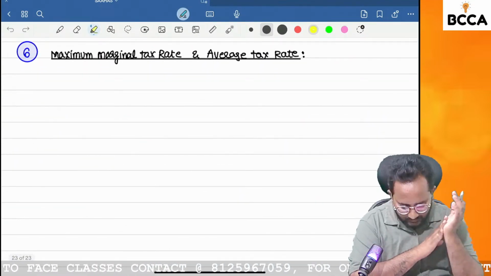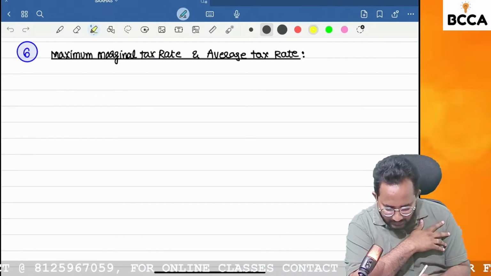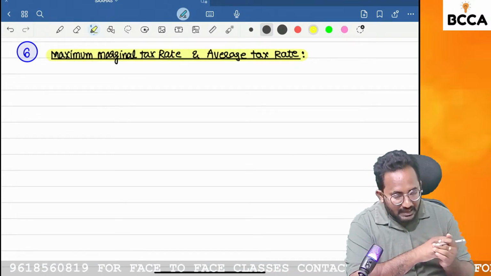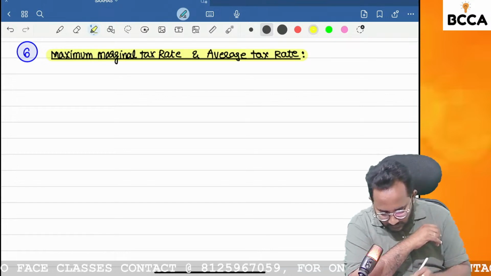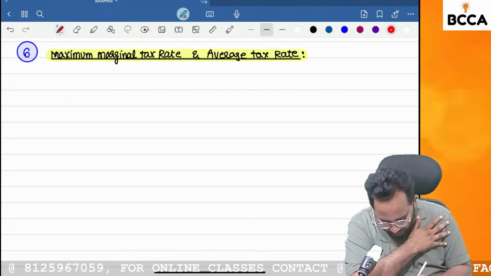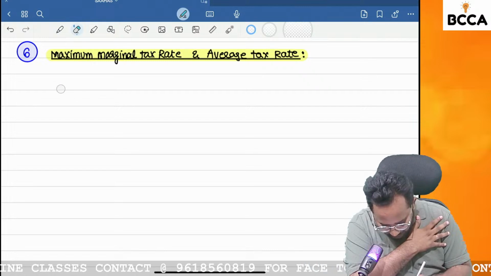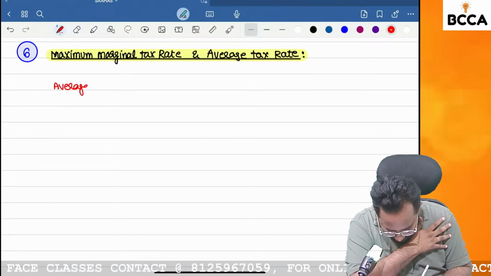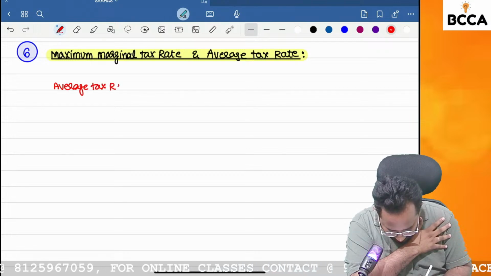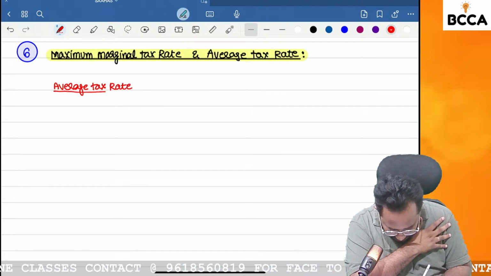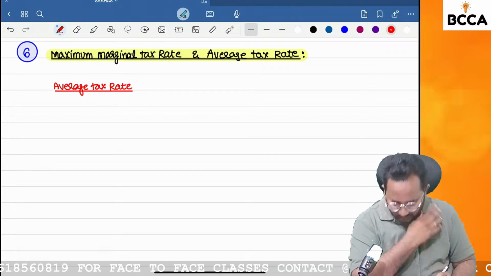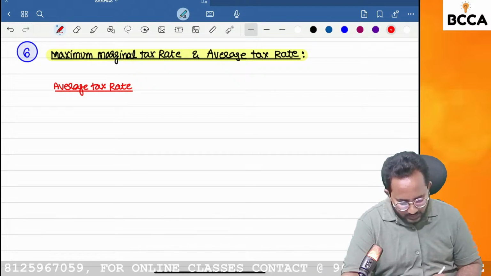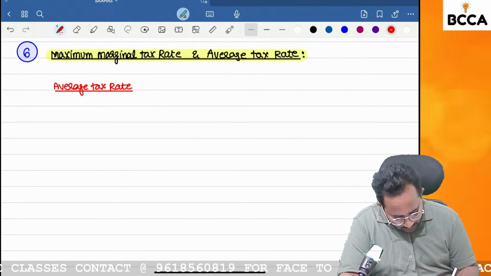Hi, very good evening to all of you. Next concept, I think we have already given that heading: maximum marginal tax rate and average tax rate, which we need to discuss. Initially, I want to start with the concept of average tax rate. What is that? Average tax rate.